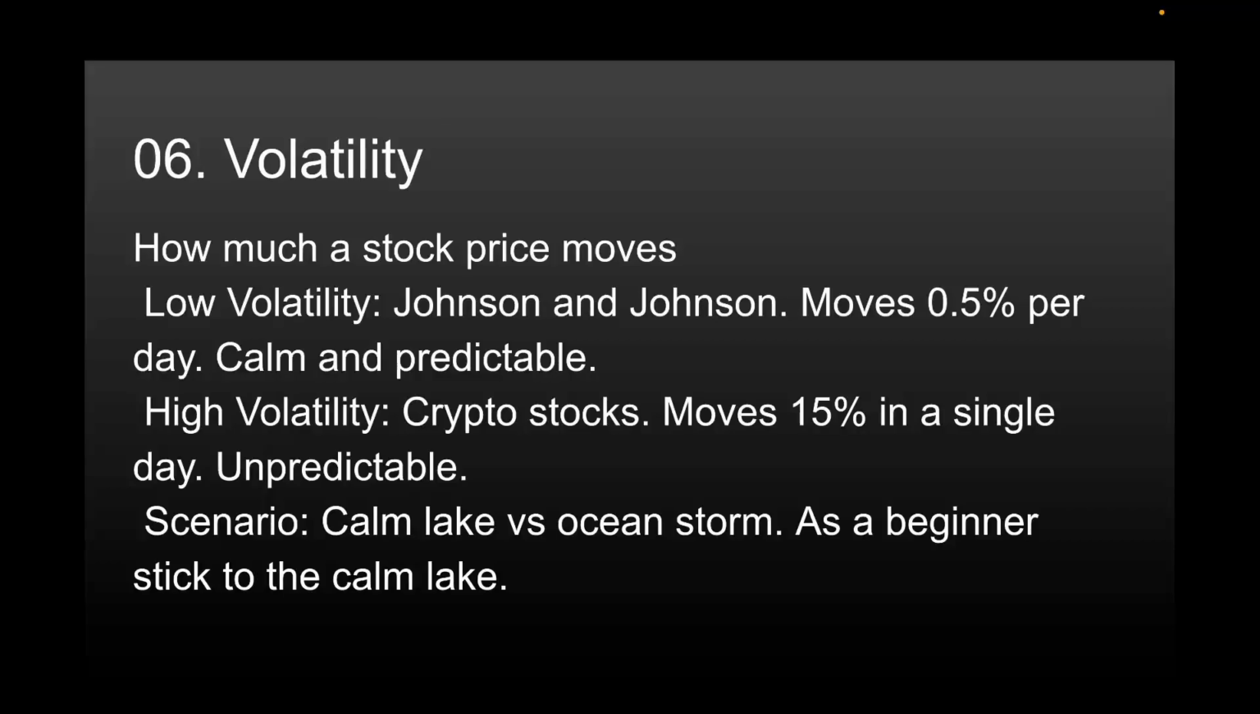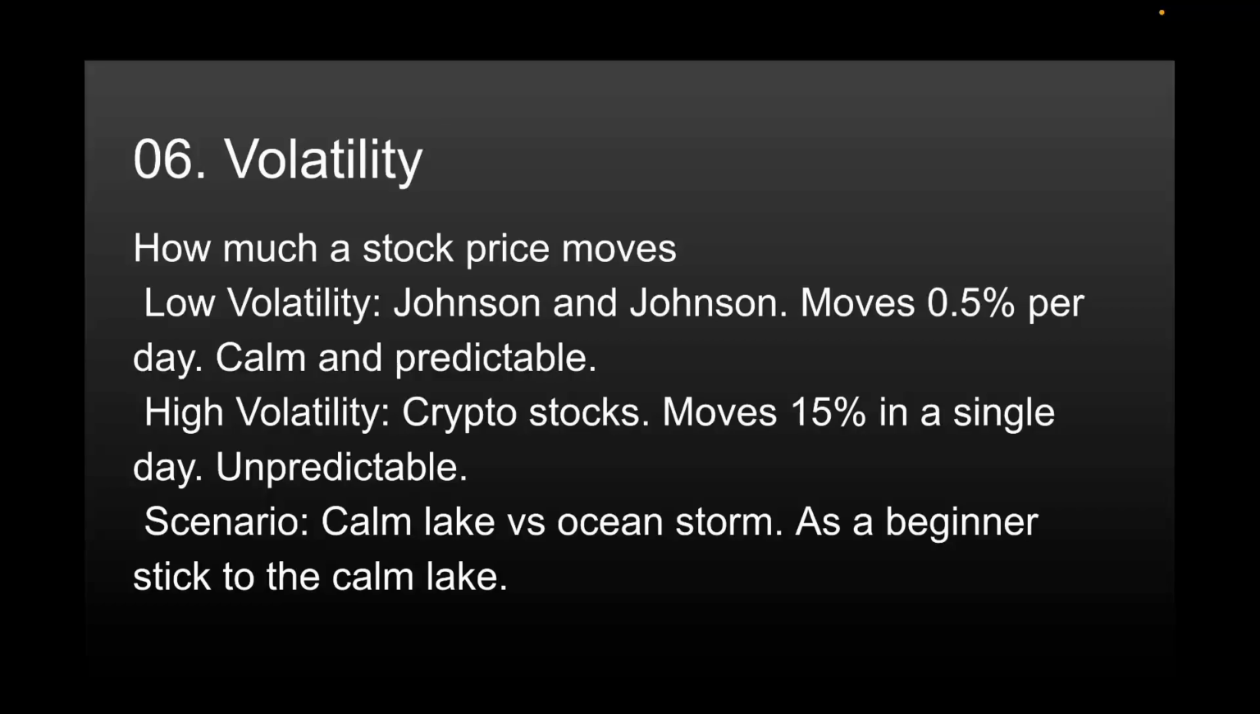risk. Think of it like this. A calm lake has small, gentle waves. Low volatility, predictable, easy to handle. The ocean during a storm has massive, unpredictable waves. High volatility, dangerous if you're not experienced. As a beginner, you want the calm lake. Learn to swim before you can actually surf the waves.